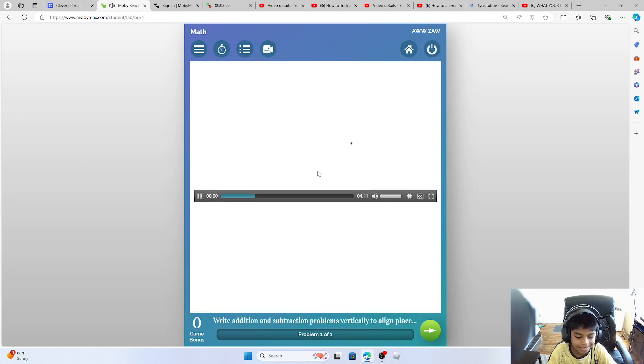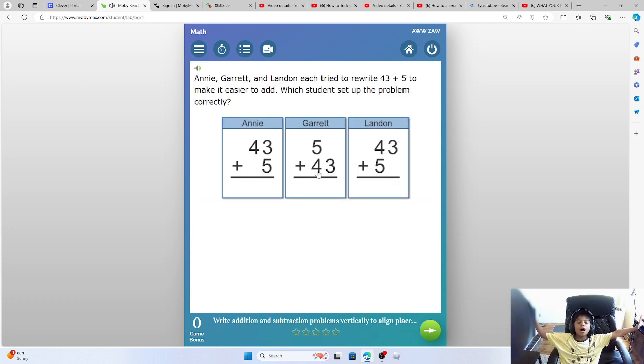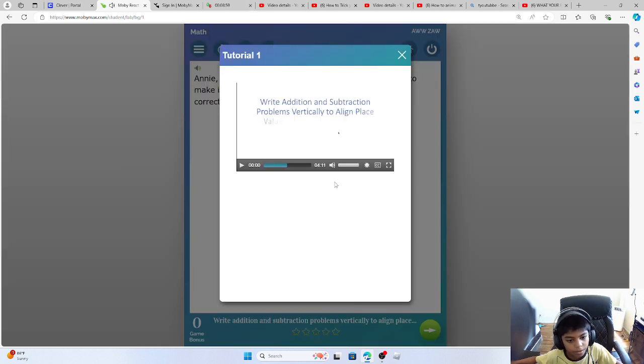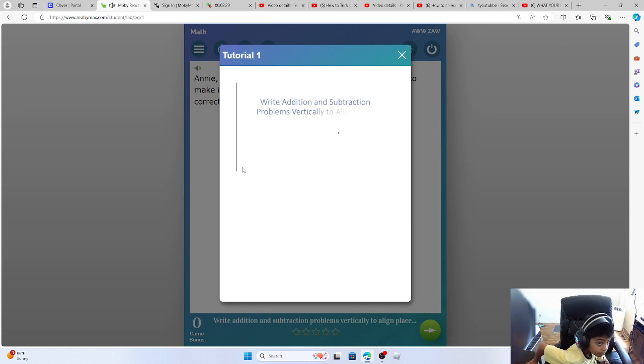Nice. Next. In this lesson, we'll write addition and subtraction problems vertically to align place value, then add and subtract. Annie, Garrett, and Landon each tried to rewrite 43 plus 5 to make it easier to add. Which student set up the problem correctly?